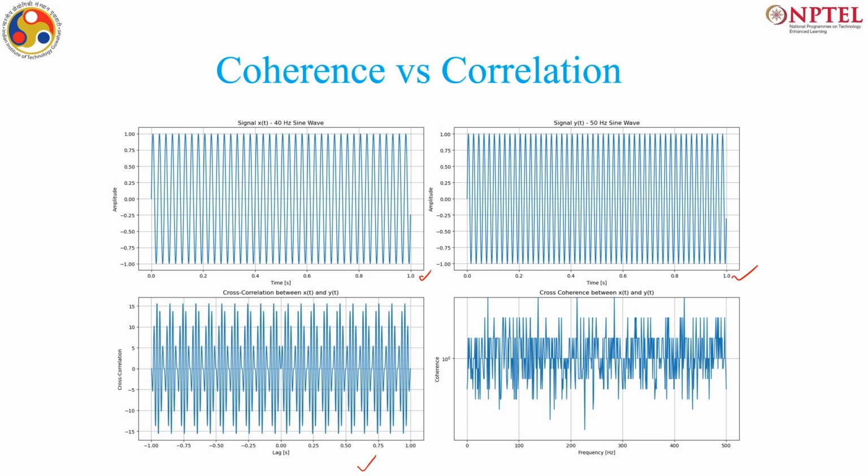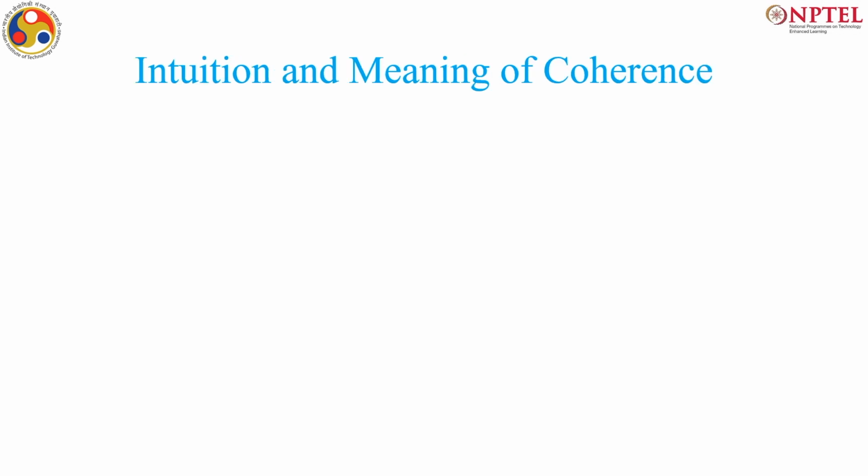What happens in the frequency domain, the cross coherence? Ideally you should get a value which is nearly 0, but because of this windowing effect you see that there are small fluctuations in the frequency spectrum, or the coherence spectrum. So, what is the intuition and meaning of coherence?